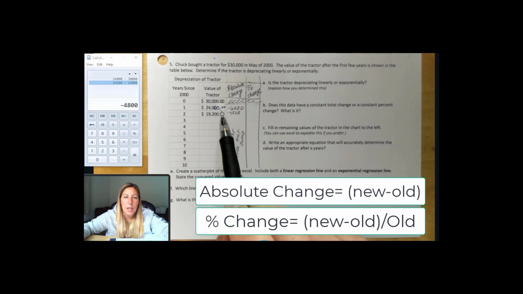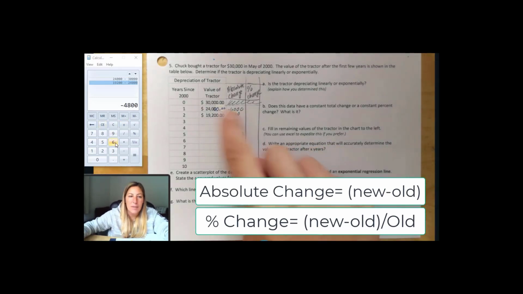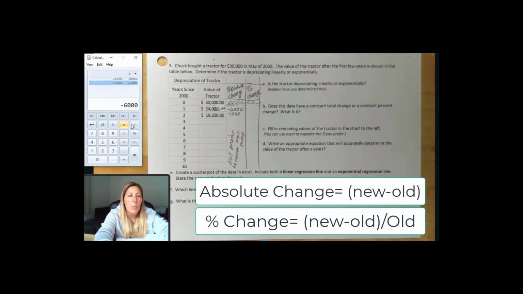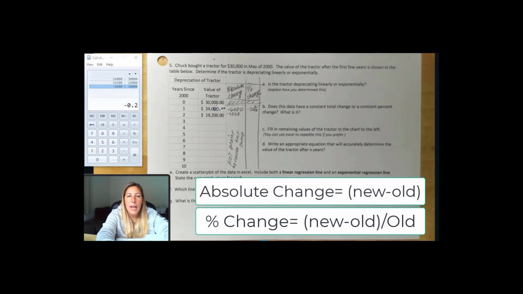How do I calculate the percent change? I do the new minus the old, and I divide it by the old. So let's take 24,000 minus 30,000, which we already have here is negative 6,000. So we're going to start with 6,000, make it negative, and we're going to divide that change by 30,000, the old value, and we're going to get negative 20%. Let's calculate the next one. For the next one, we're going to take that 19,200, subtract the 24,000, which should give us that result already of negative 4,800. Then we're going to take that value divided by the old value, which is 24,000. And we get negative 0.2, which is negative 20%.